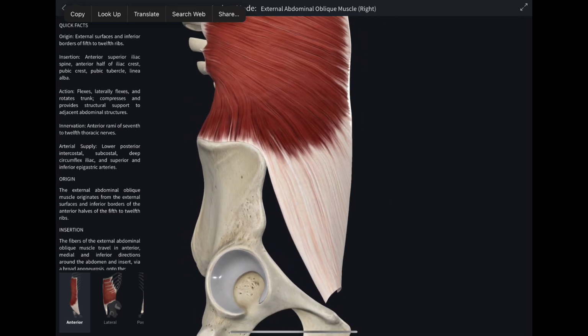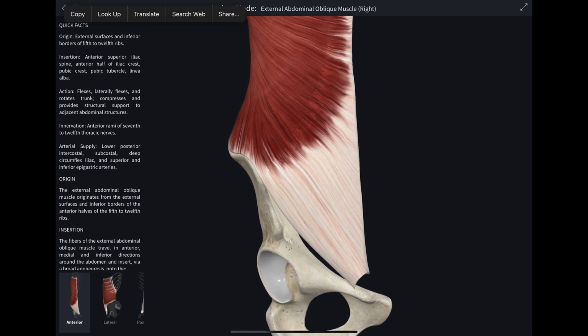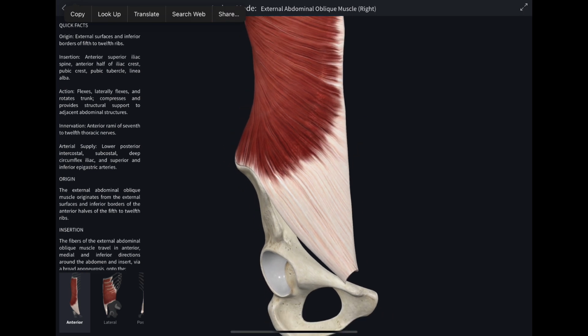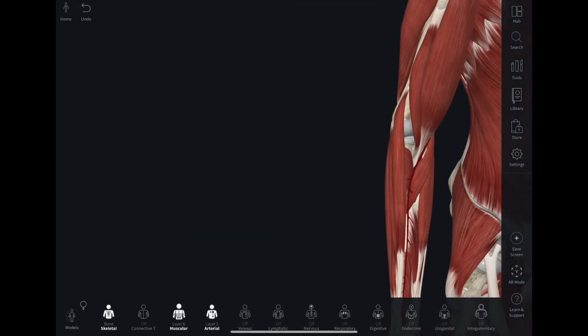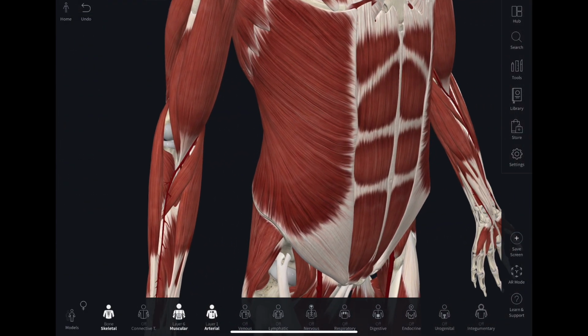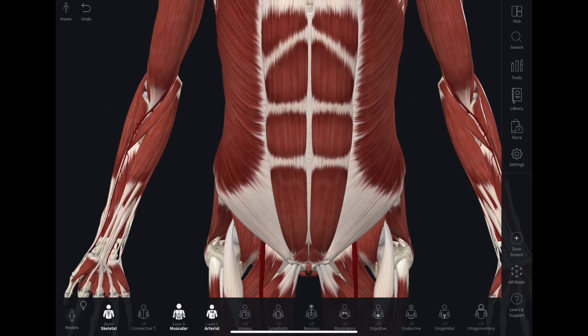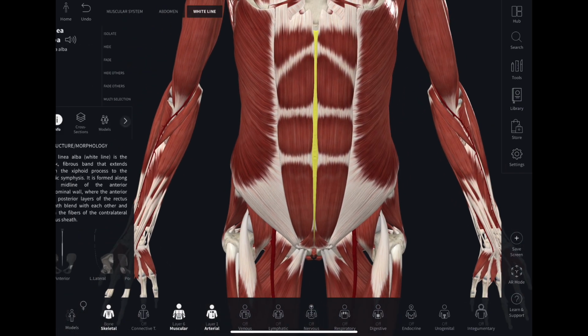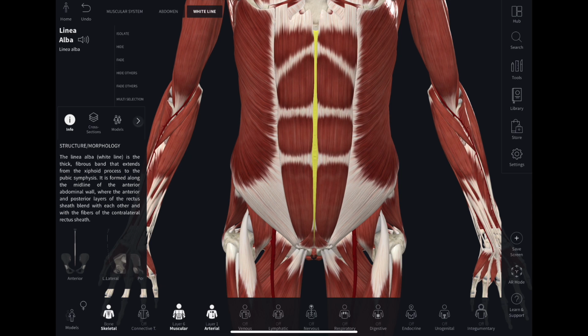So just like the internal oblique, its action is also to flex the trunk and compress the abdomen. You can see right here, it's meeting next to the rectus abdominis and the linea alba. It's easy to distinguish between both of the muscles because their only difference would be the origin between the internal oblique and the external oblique.